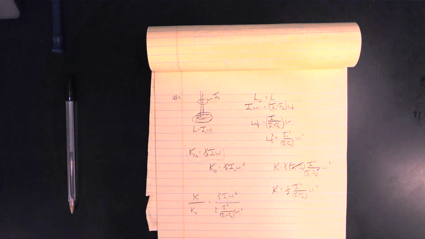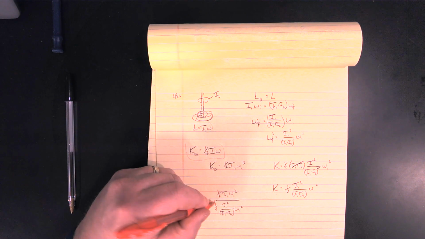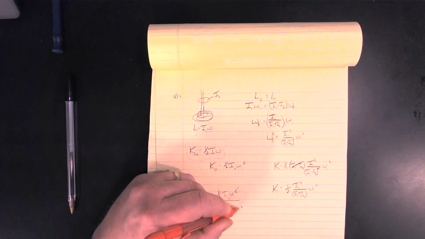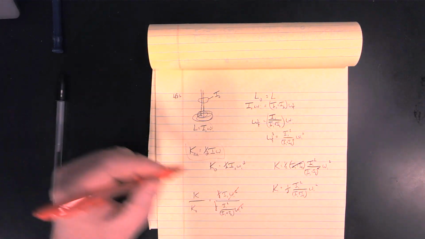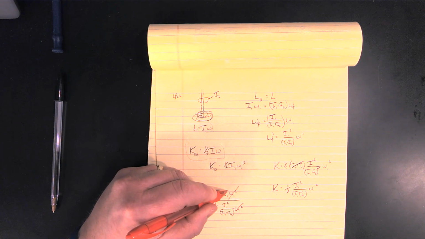What ends up happening is the 1/2s will cancel out. The omega initial squares will cancel out. And then I'm also going to cancel out one of these I1s.